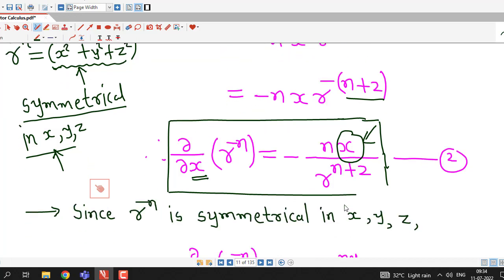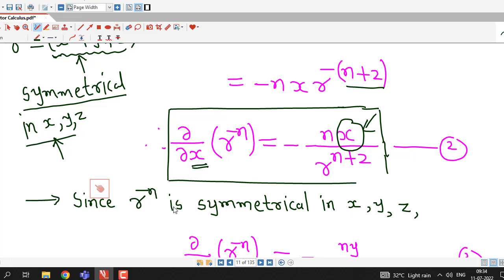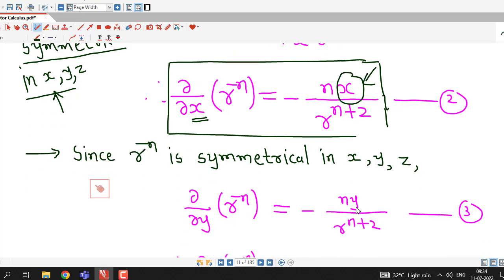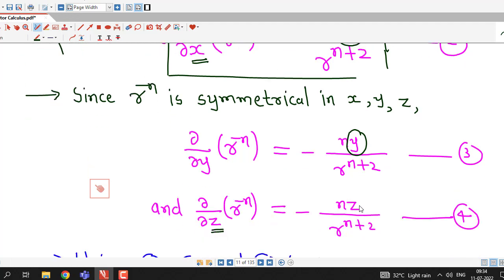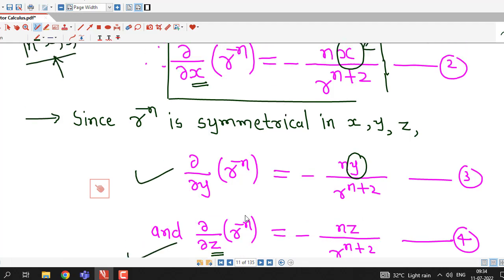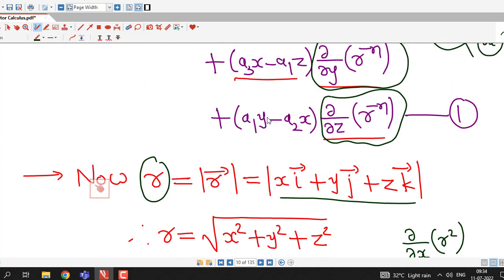So we can directly write down, since r raised to minus n is symmetrical in x, y, z, we obtain that the partial derivative of r raised to minus n with respect to y is equal to minus n into y divided by r raised to n plus 2, and if we are interested in the partial derivative with respect to z, instead of y we will put z. So using this symmetrical function, we have written these two other derivatives. Now we use all these derivatives of r raised to minus n in equation number 1.